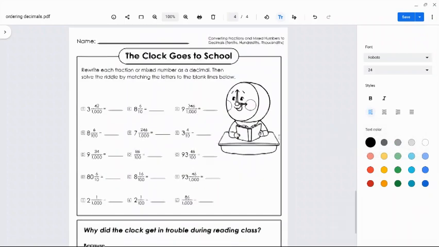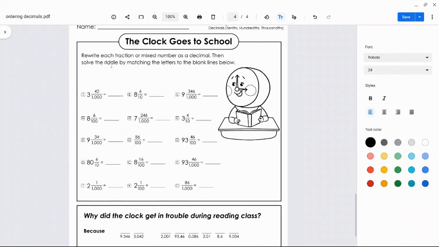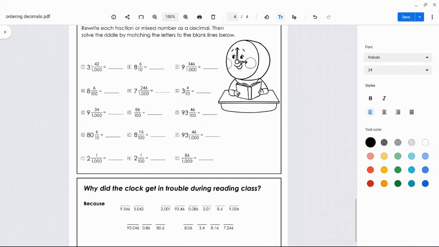You made it to the final page. We have ourselves a riddle, so we know our answers are going to tell us what letter to put in the riddle. If you want to solve the question, why did the clock get in trouble during reading class?